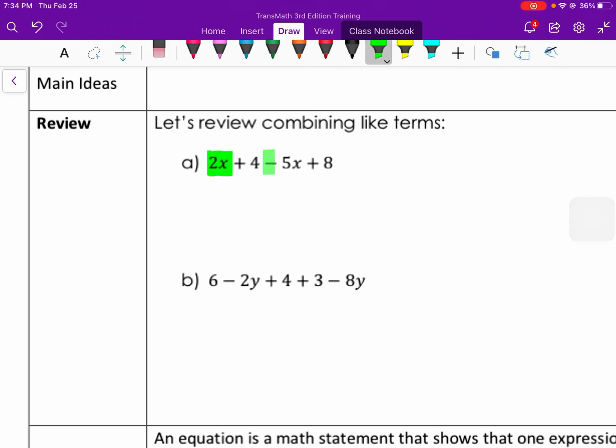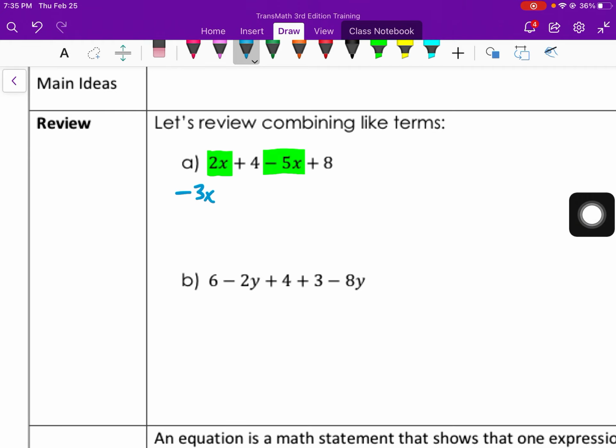Like terms will be when they both share a common variable, or in this case, 4 and 8 are constants. But I would like to combine my variable terms first. So 2x minus 5x. So we're looking for the difference. The difference between 2x and 5x is 3x, and the sign is negative because the negative 5 is bigger.